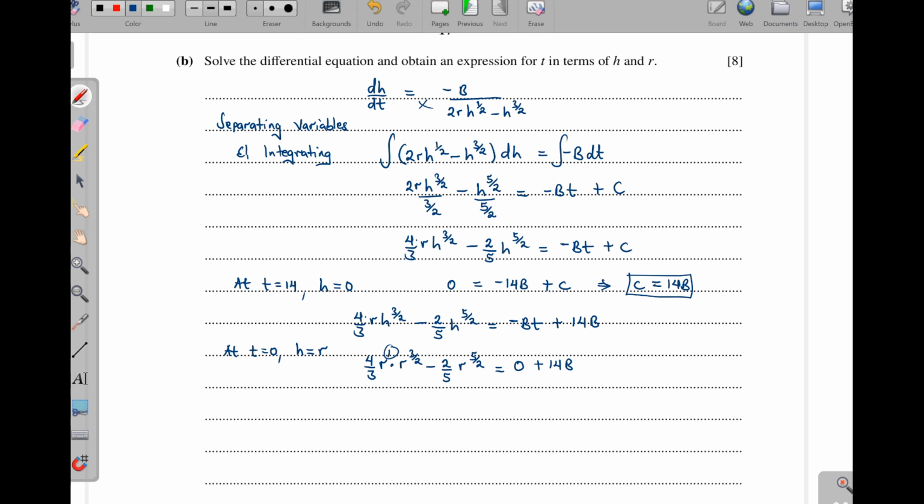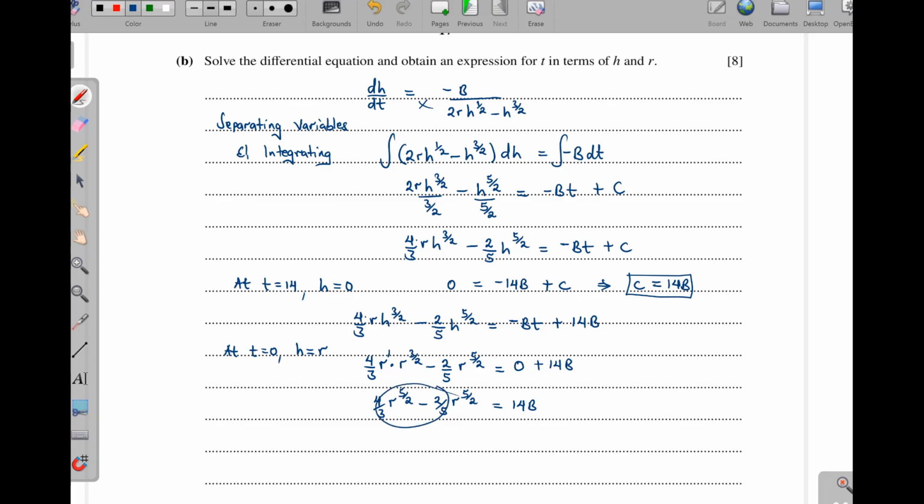This is a 1 here, so adding it to the 3/2, you are going to get 5/2, which is the same as this. So I'll get 4 over 3 r^(5/2), minus 2 over 5 r^(5/2). This one will be equal to 14b. I can write b because it is a constant in terms of r. Remember, they said we get the expression of t in terms of h and r, so we need to eliminate this b here.